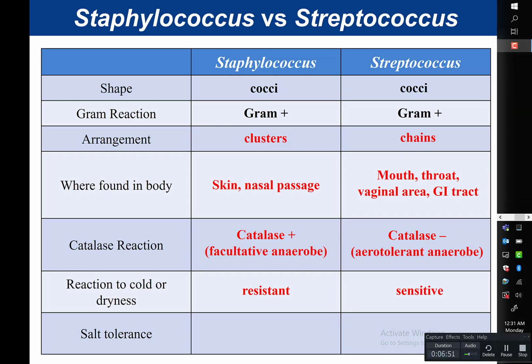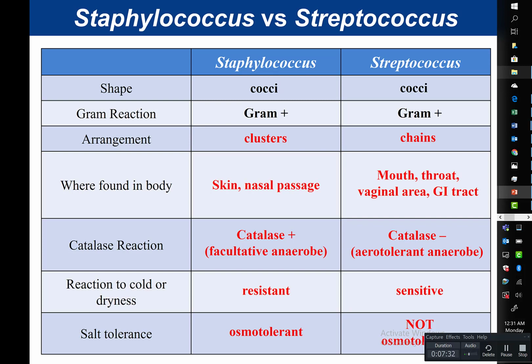In terms of their salt tolerance, Staphylococcus, remember, grows on skin. If you think about when you sweat, your sweat, right, has a lot of salt in it. So in terms of Staphylococcus, they are going to be osmotolerant. They're able to tolerate high salt concentrations, whereas Streptococcus is not osmotolerant. It's not able to tolerate high salt concentrations. And so that's another distinction between them. Staphylococcus, osmotolerant. Streptococcus, not osmotolerant.